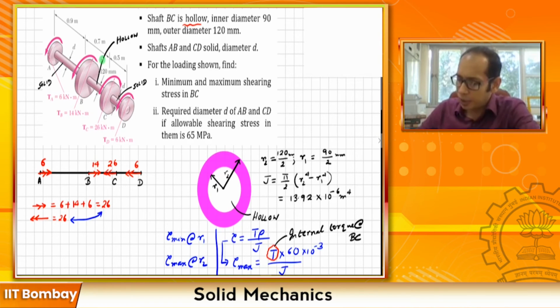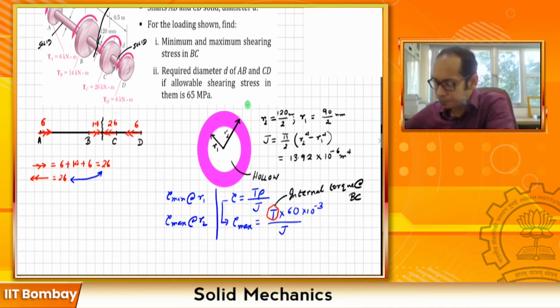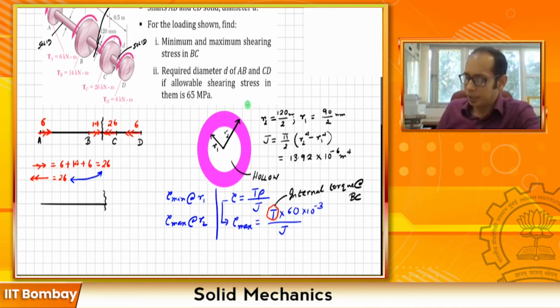Very simple. If we take a section in this 2D figure which we established, and draw the free body diagram either to the left or to the right, let's see what we get. If I draw the free body diagram up to the section where I cut it, at the left end I have my 6 kilonewton meter torque acting at A, and at B I have a 14 kilonewton meter torque acting.